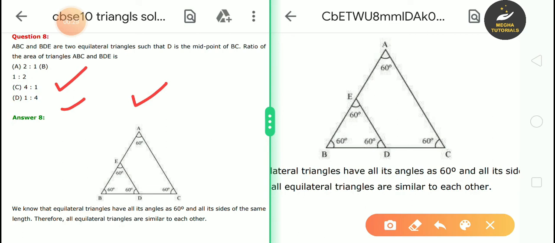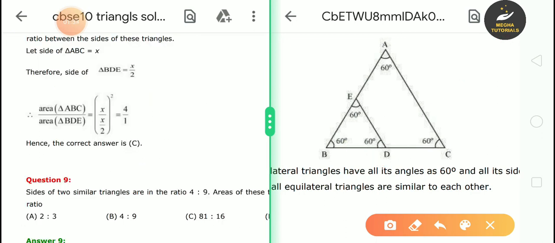Now see, the diagram is on the right side. ABC and BDE are equilateral triangles, which means each angle of these triangles is 60 degrees. So using the AAA test these two triangles are similar. Okay, the given part is that D is the midpoint of BC. So D is the midpoint means BD is equal to half of BC. BC is X, therefore BD is X upon 2.